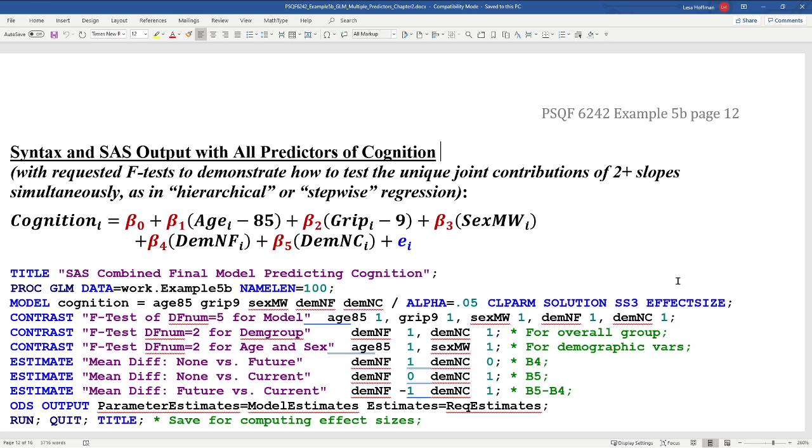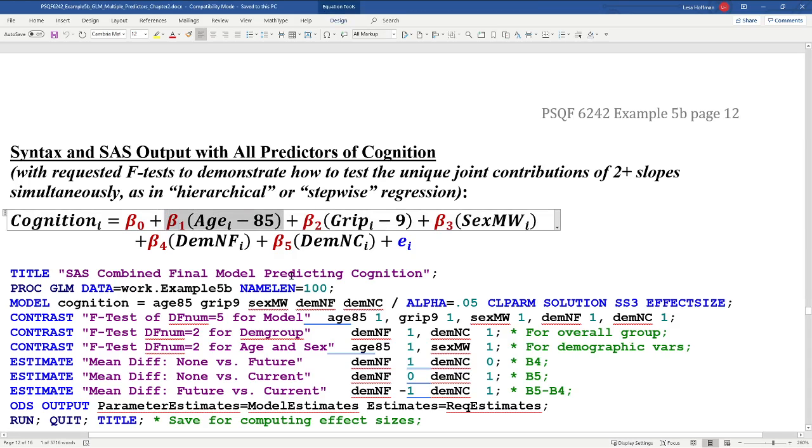Now we are ready to put them all together, picking up in example 5b on page 12 with a joint model that features all of the effects from the previous separate models. So we have a linear effect of age because the quadratic effect did not contribute significantly. Likewise, we have a linear effect of grip strength because its quadratic effect did not contribute either.